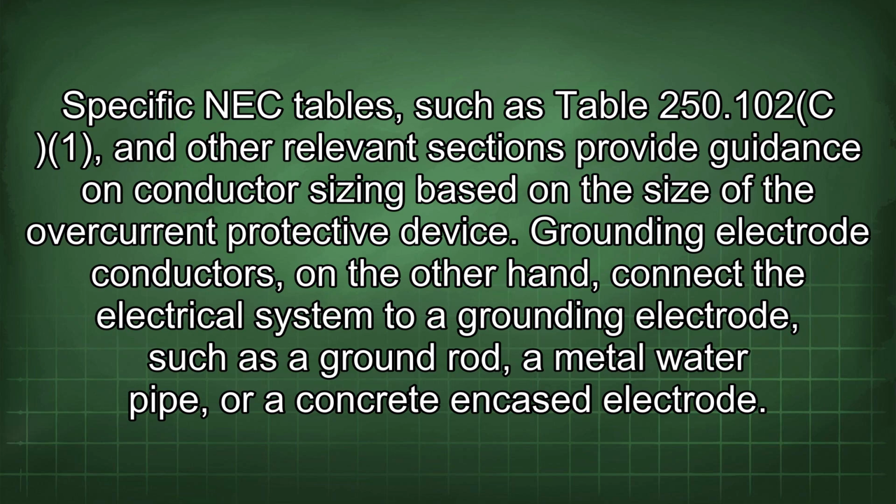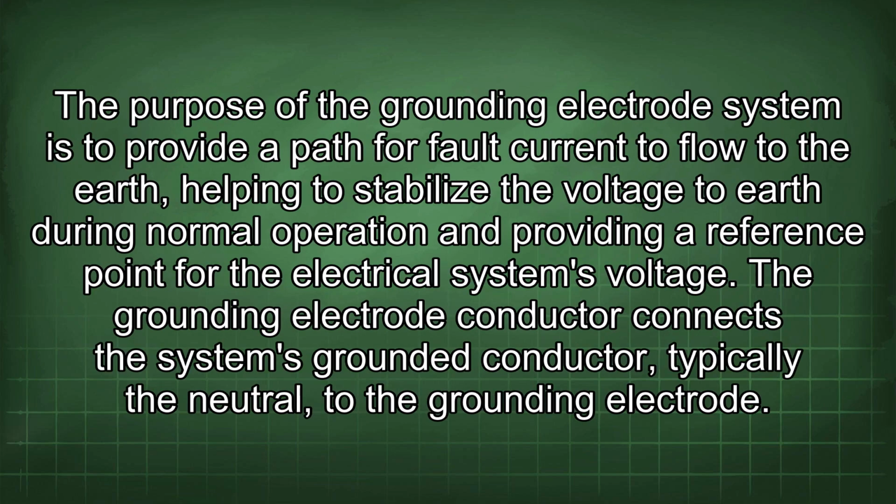Grounding electrode conductors, on the other hand, connect the electrical system to a grounding electrode, such as a ground rod, a metal water pipe, or a concrete encased electrode. The purpose of the grounding electrode system is to provide a path for fault current to flow to the earth, helping to stabilize the voltage to earth during normal operation and providing a reference point for the electrical system's voltage. The grounding electrode conductor connects the system's grounded conductor, typically the neutral, to the grounding electrode.